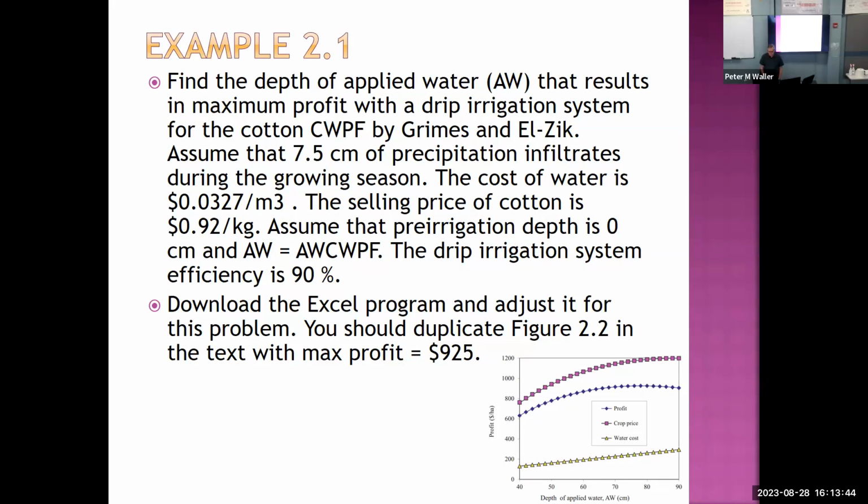Assume the pre-irrigation depth is 0. And the applied water efficiency equals the crop water production function applied water efficiency. So both are going to be 90%. So download the Excel program and adjust it for this problem. And you should duplicate figure 2.2, which is shown here, with your max profit equal to $925.